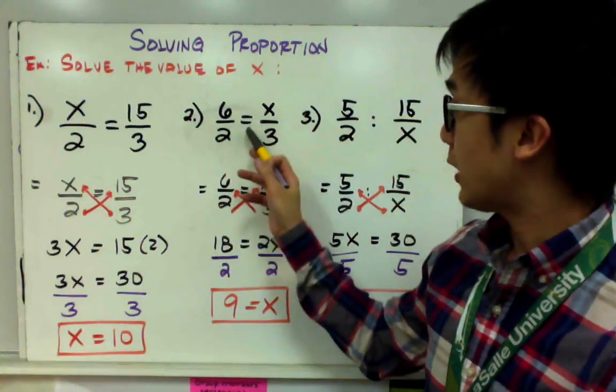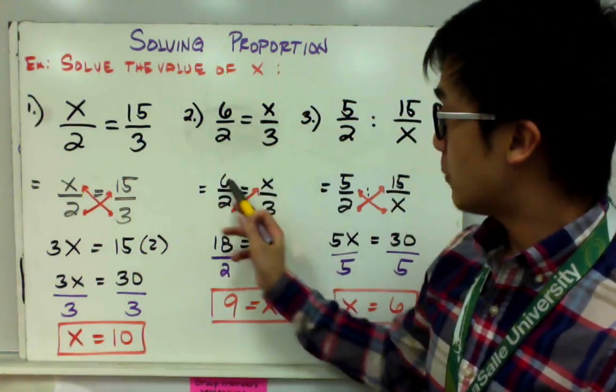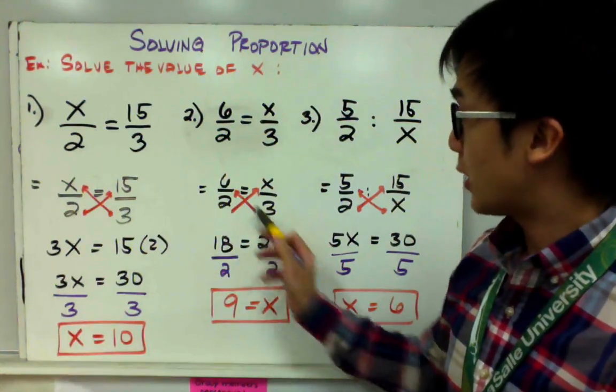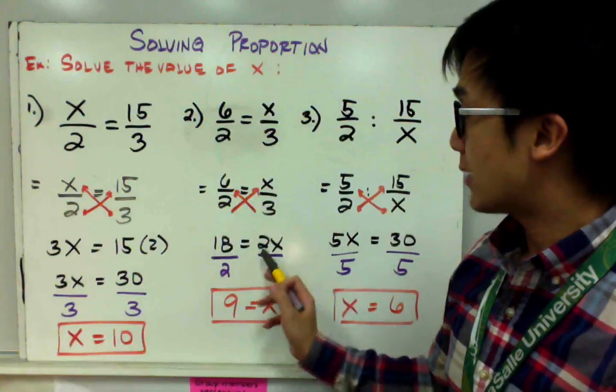So 6 over 2 equal to x over 3. Cross multiply and you'll get 18 equal to 2x. Kasi 3 times 6 is 18. 2 times x is 2x.